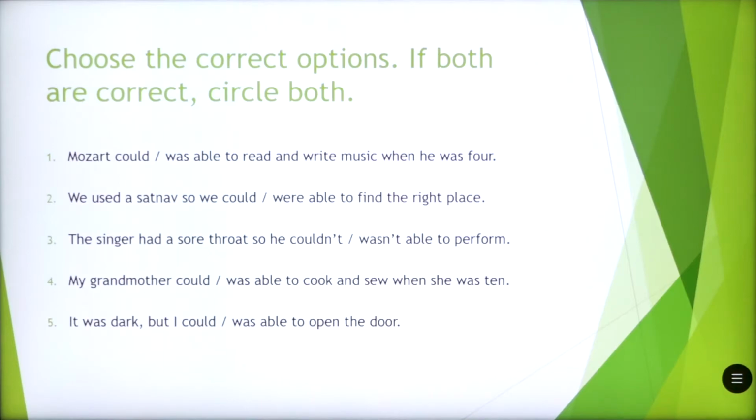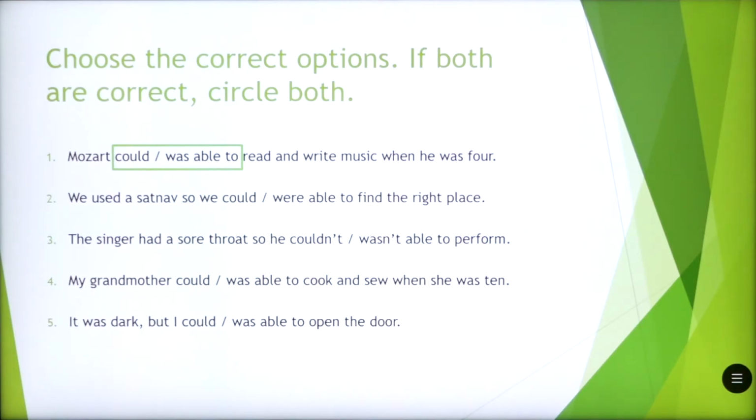The first sentence says Mozart could or was able to read and write music when he was 4. What do you think? Should we use could, was able to, or can we use both in this sentence? So could and was able to can both be used in this sentence. For example, Mozart could read and write music when he was 4, or Mozart was able to read and write music when he was 4.